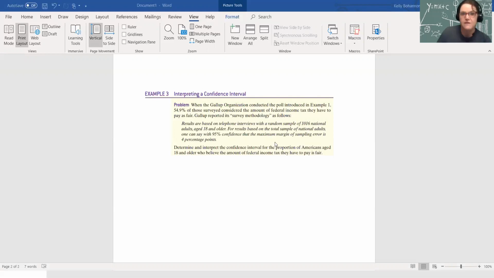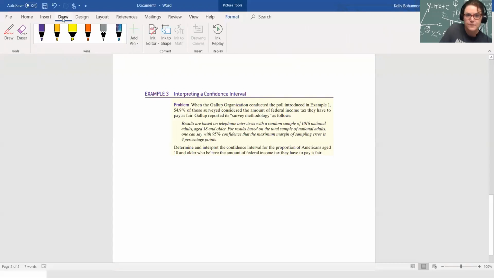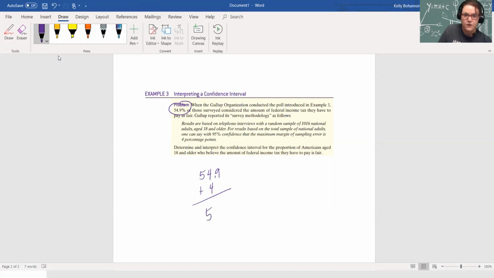All right, so what they're saying is, with 95% confidence, they believe that any samples that they take would lie within 4 percentage points of the 54.9. So that would be 54.9% plus 4%, so 58.9%, and 54.9 minus 4%, so 50.9%.